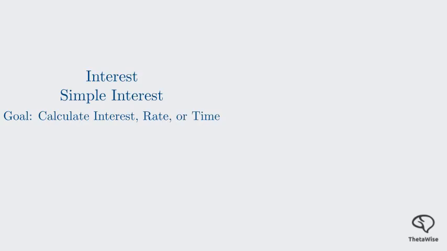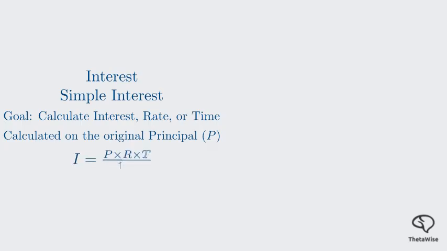Next, we move on to interest. We will start with simple interest, which is the most straightforward way money grows or costs. Our goal is to use the simple interest formula to calculate interest, rate, or time. Simple interest is calculated only on the original amount of money invested or borrowed, which we call the principal. The interest earned each year stays exactly the same.